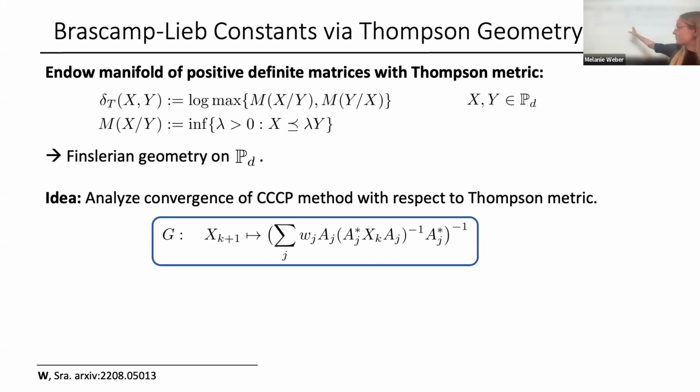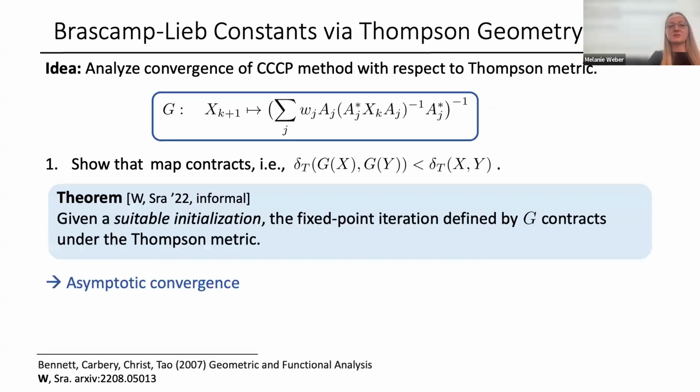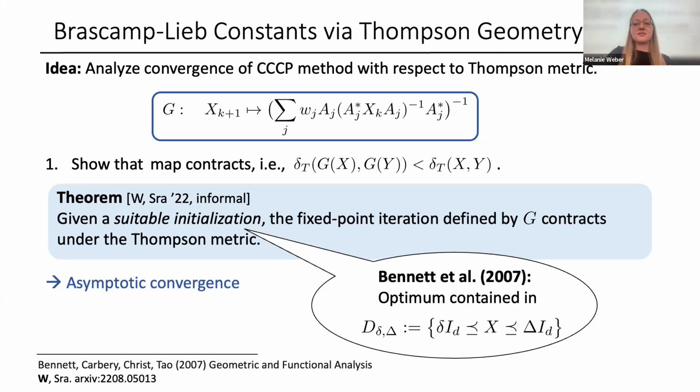And then we want to analyze the convergence properties of that fixed point map that we get from the CCCP approach with respect to the Thompson metric. It turns out that this Thompson metric gives us a really desirable property that we are not able to show in the Riemannian setting, namely that the map strictly contracts. That alone guarantees asymptotic convergence. But of course, we ideally would like to have a non-asymptotic convergence guarantee. I should also say this is subject to a suitable initialization. I'll come back to that. So assuming we have a suitable initialization, then with respect to the Thompson metric, we can show strict contractivity.